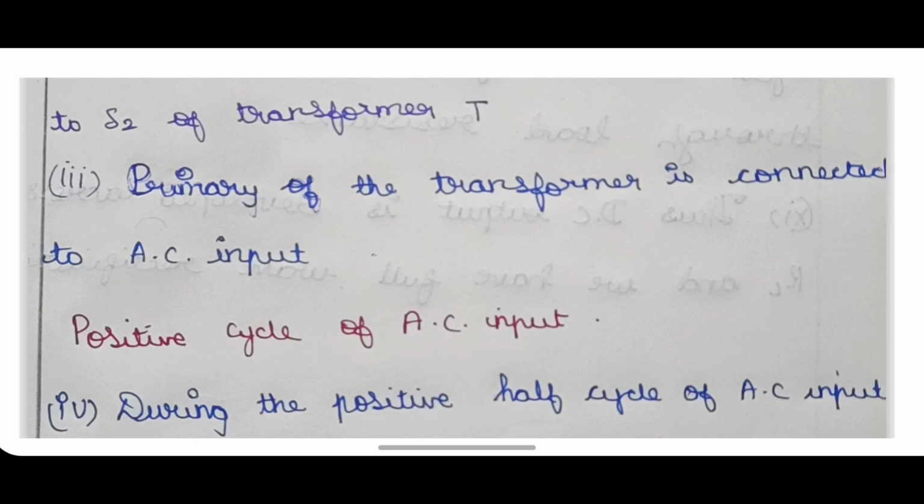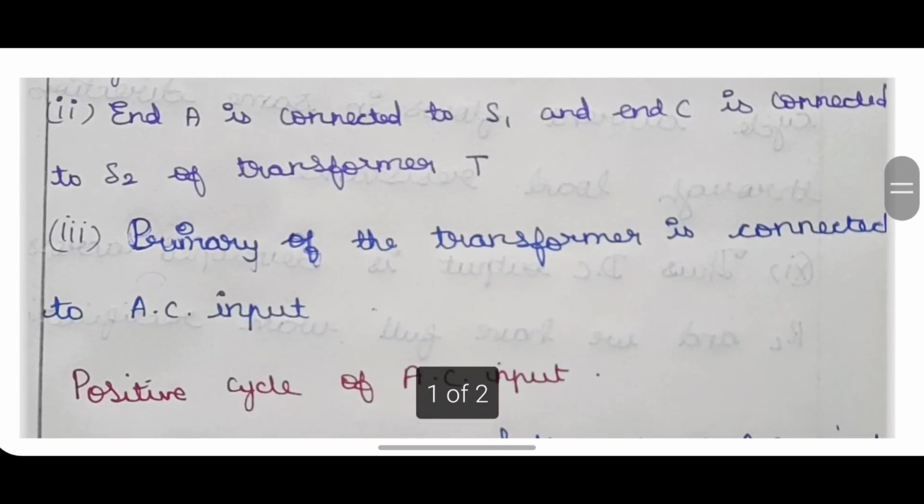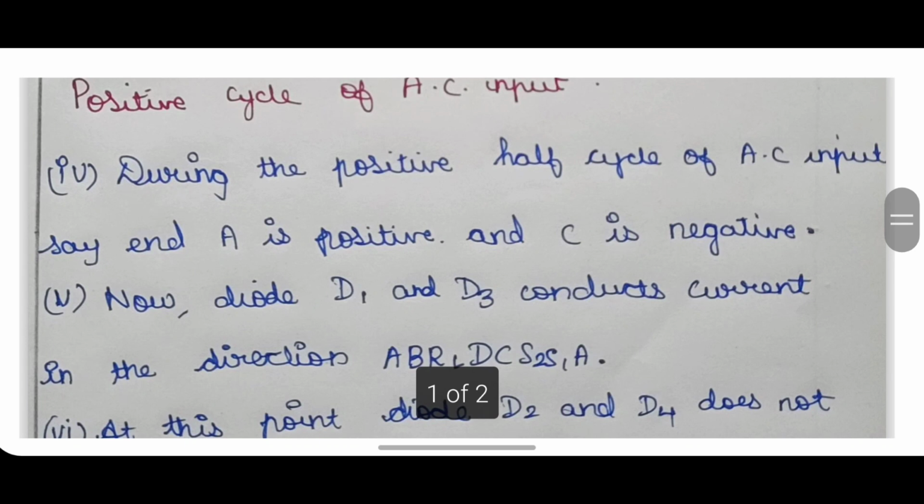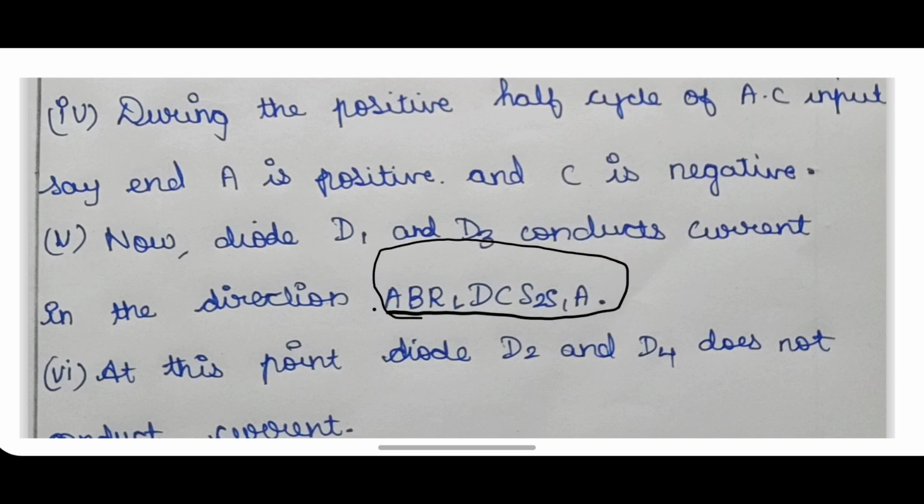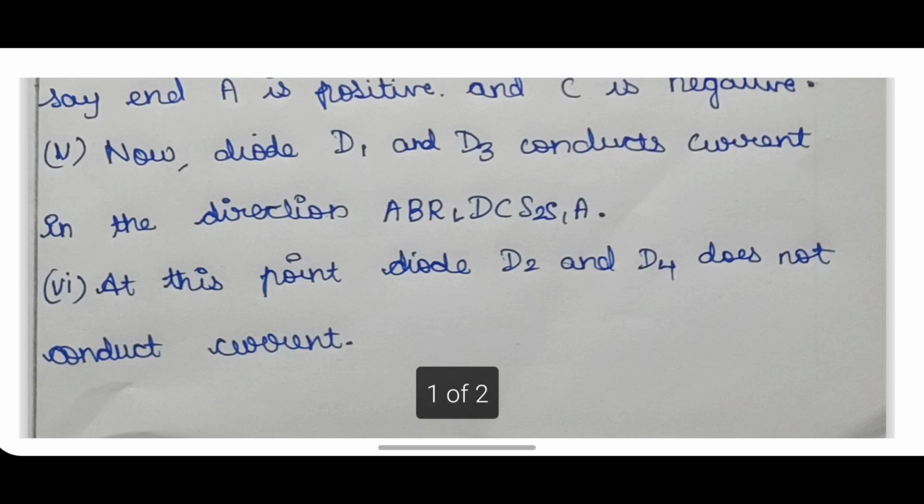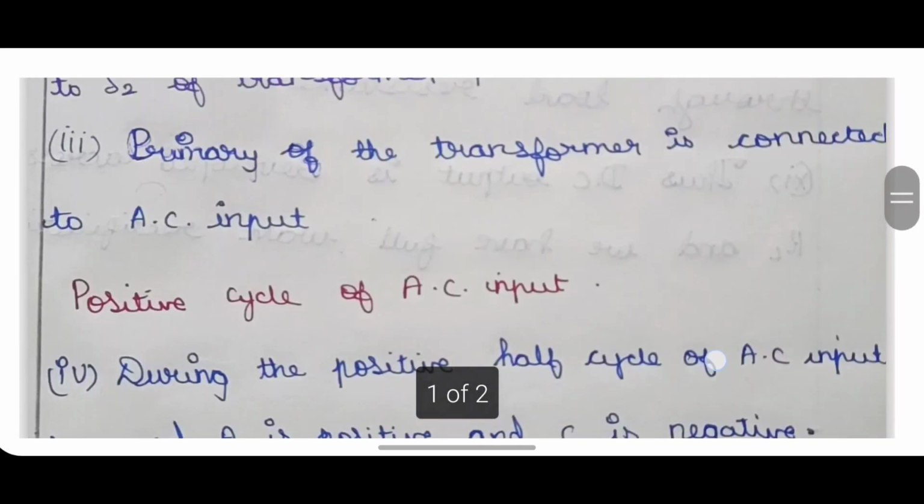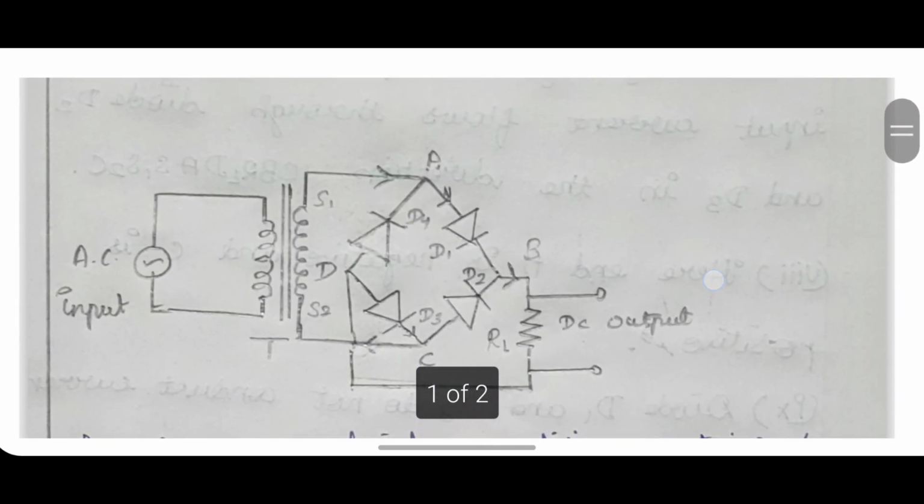Since we are taking an AC input, there will be both positive and negative half cycles. During the positive half cycle of AC input, say end A is positive and C is negative. Now diodes D1 and D3 conduct current in the direction A, B, RL, D, C, S2, S1 and A. At this point, diodes D2 and D4 do not conduct current.